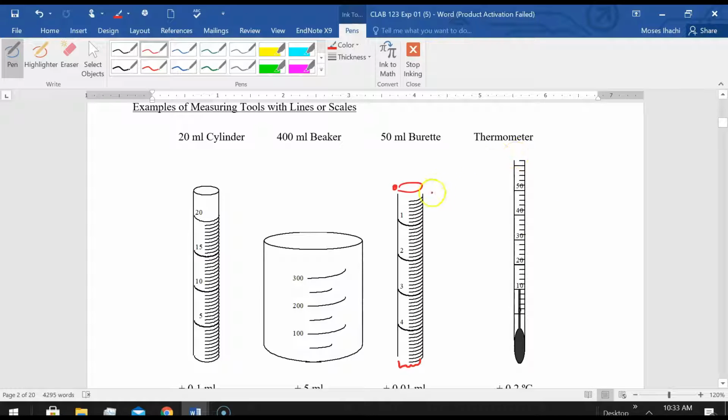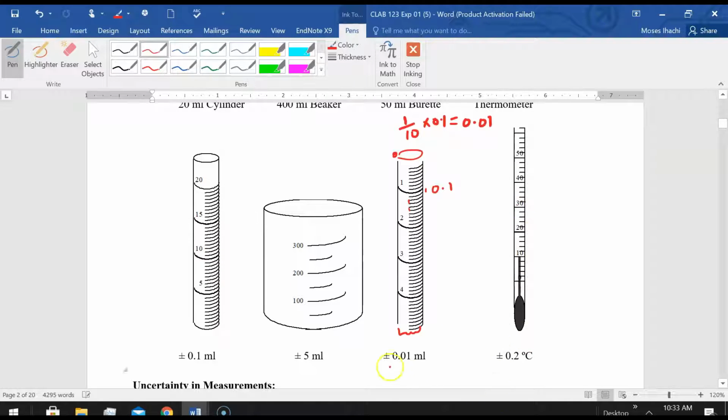Anyway, I want you to see that each of these lines, for example from here to there, is 0.1. From here to here is 0.1, 0.1, 0.1. So you do a tenth of 0.1, you get 0.01. So that gives you the uncertainty that's written here. From here to here is a 50. Again, do a tenth of 50. You're gonna get plus or minus 5 uncertainty. The greater the uncertainty, the greater the error.